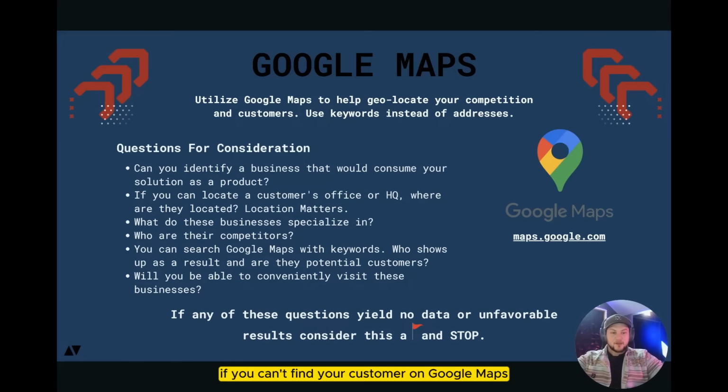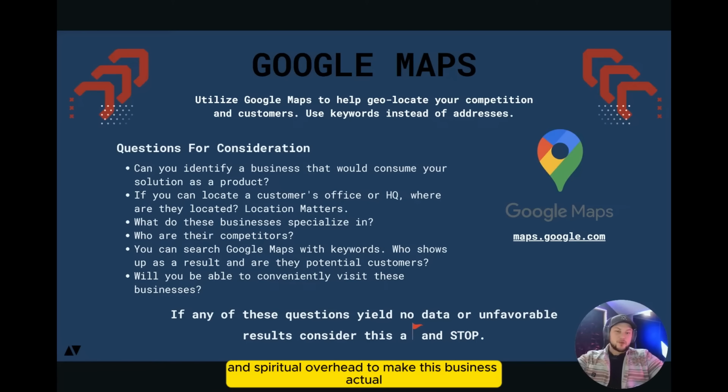If you can't find your customer on Google Maps, this is a big red flag. If you can't find competition on Google Maps, this is a big red flag. If you fail this step, you're going to have a really hard time trying to do a business to business or business to consumer sales strategy. You should take this particular step as an opportunity to pause and reevaluate whether the problem that you aim to solve is worth the emotional, financial, and spiritual overhead to make this business actual.